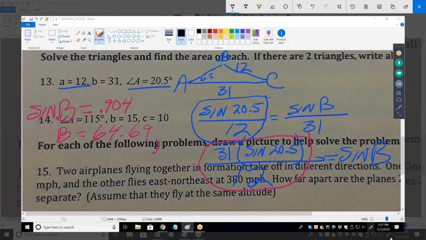In other words, subtract that from 180, always, as the last step here. 115. Okay, we'll just round it off. That's fine. Now, the question is, can we have two different triangles, one of which has a B of 64.69, and the other one of which has a B of 115? And the answer is yes, you can.